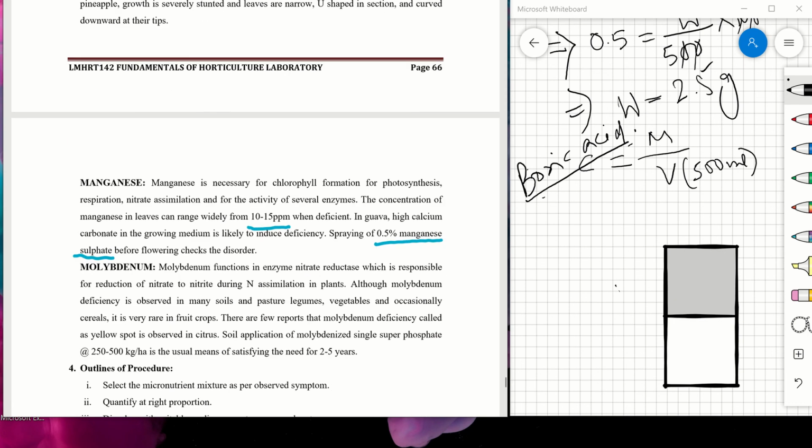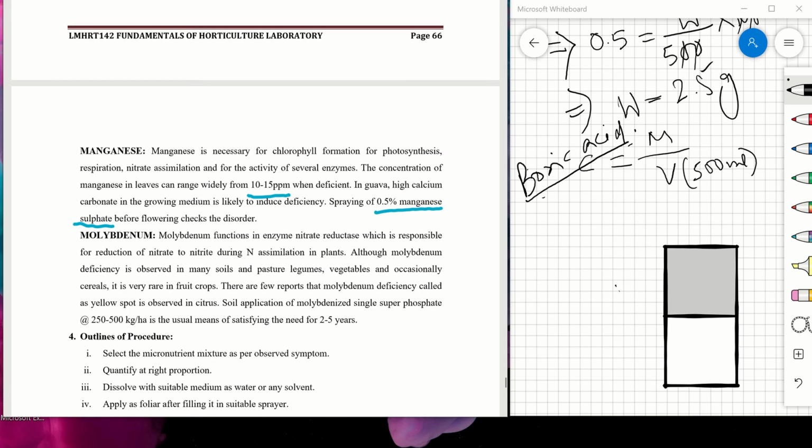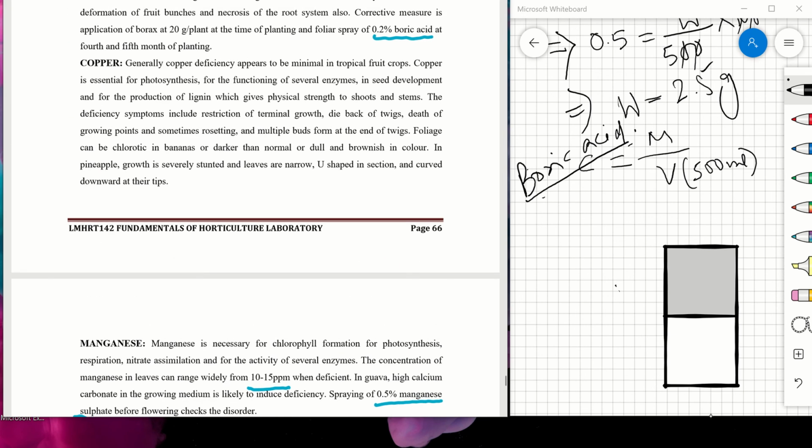Then coming to ppm, we have already discussed ppm and all. Okay, how to prepare ppm. Then you have to remember C equals M by V into 100. Okay, in case of percentage. Then in case of liquid volume, you have to be very careful while preparing that solution.